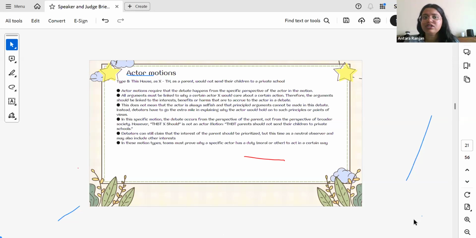In an actor motion, the debate happens from the perspective of the actor in the motion itself. You are having this debate not from the point of view of society or community. You are not a neutral observer. You are not the government. If the motion is this house as Shah Rukh Khan would quit Bollywood, you are in this debate as Shah Rukh Khan, right? So one side talks about why it would be beneficial for you to quit Bollywood. The other side would talk about why it would not be beneficial for you to quit Bollywood.